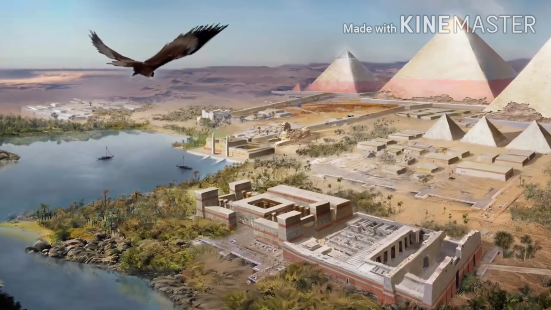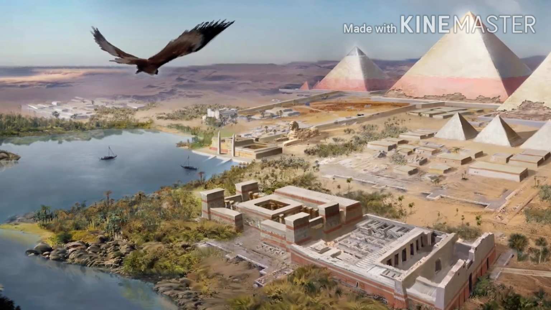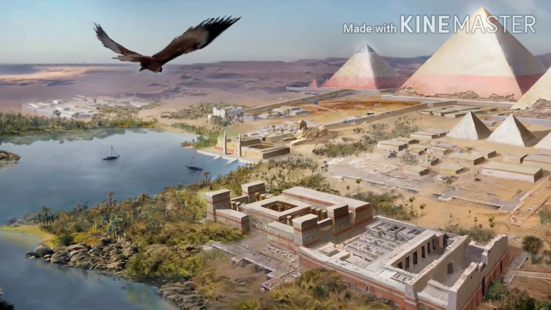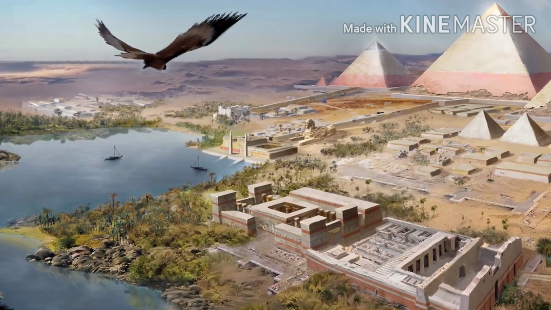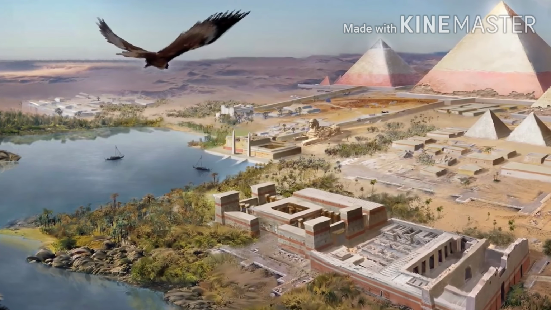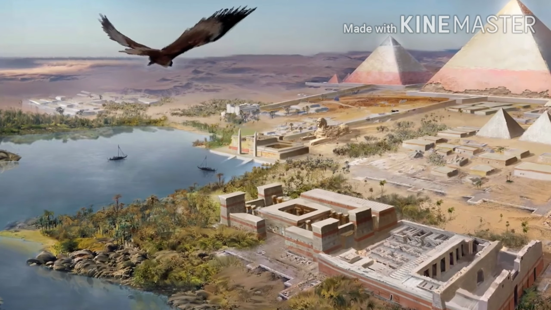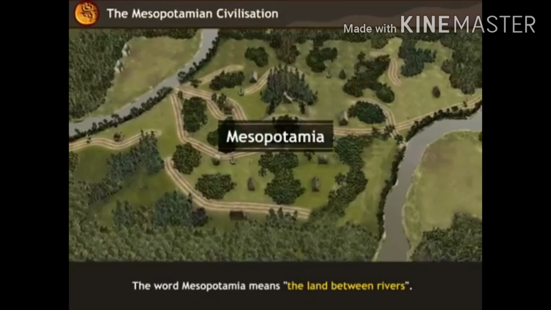After a prolonged conflict, they succeeded in driving Hyksos out of their country. Egypt became free once again. After 1,000 years, it came under the rule of Sardanapalus of Arasia. Now let's learn about the Mesopotamian civilization.